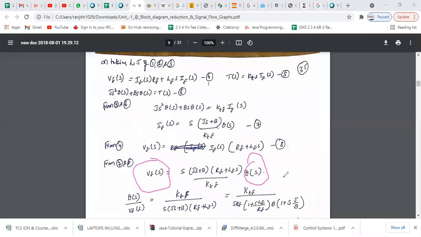What is the input and what is the output here? VF of S is the input, sir. Theta of S is the output. Right. Field voltage is the input, theta of S is the output. Then what is the transfer function? KTF. Right. This is the transfer function.